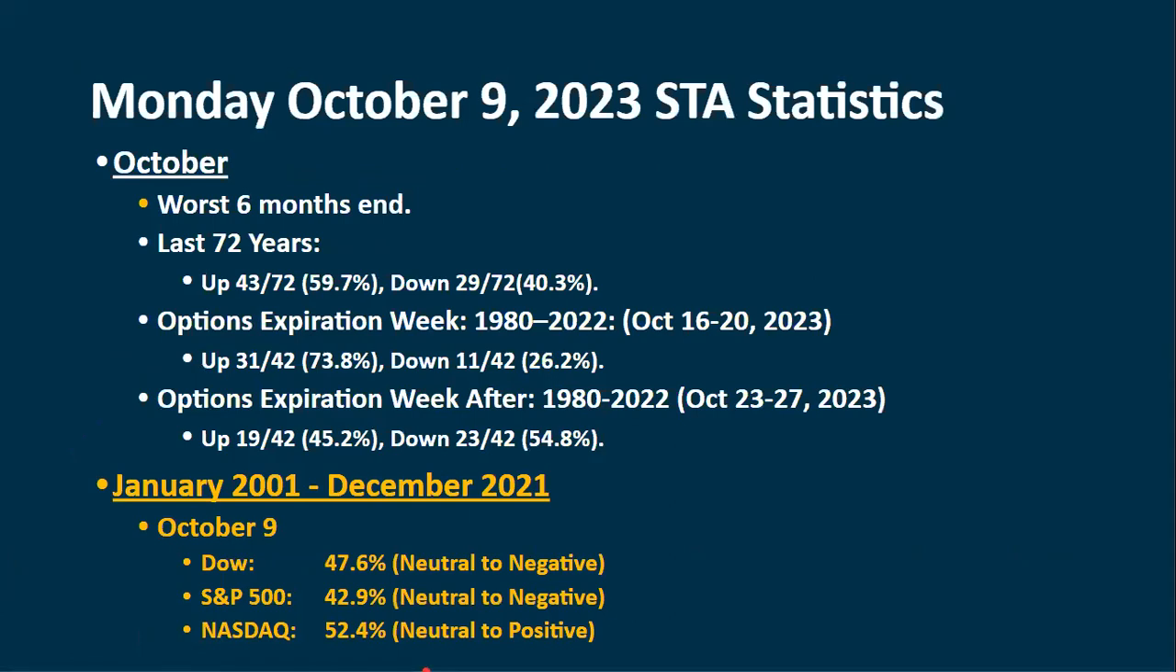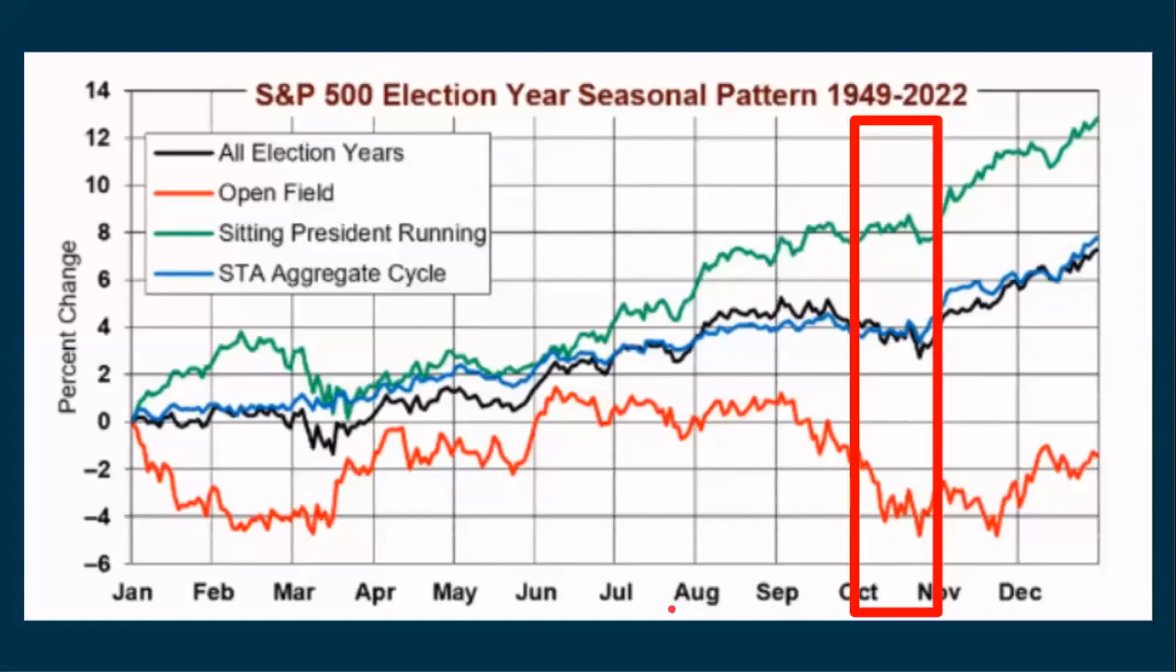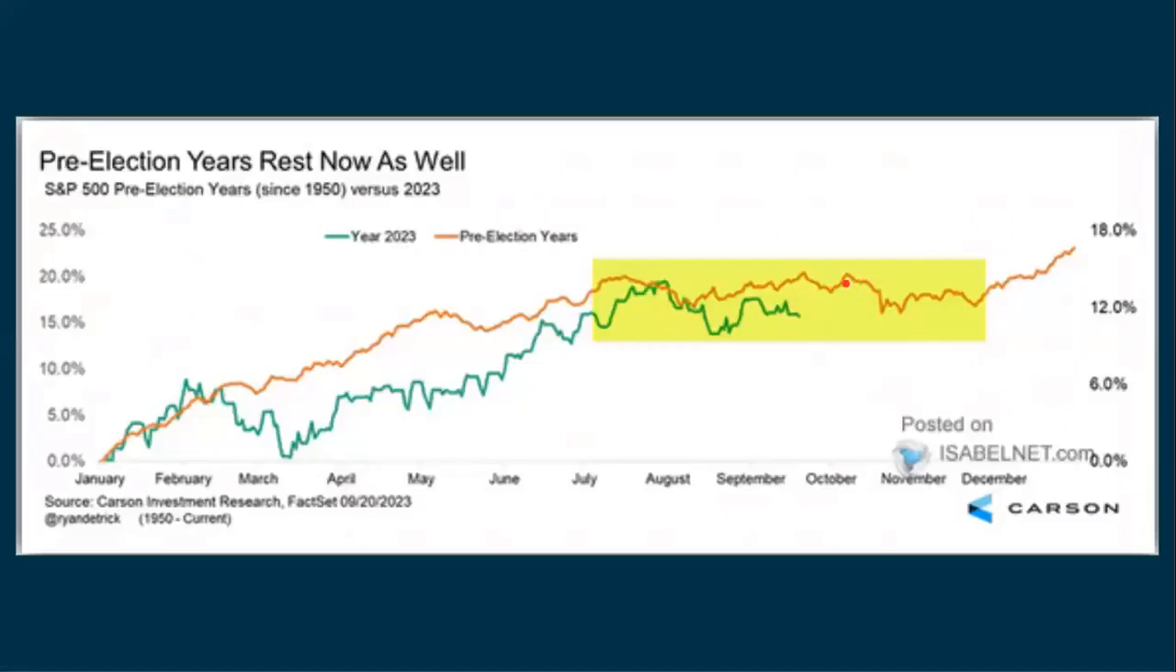The Stock Traders Almanac statistics for Monday, October 9th. We're neutral to negative with the Dow and S&P, where we're neutral to positive with the NASDAQ. This is also a seasonal pattern chart. Now, this is a little bit different. The green line in here, this is when a sitting president is running for re-election, where we're kind of choppy in here now. We're wondering if we're going to see some more of a bounce. But historically, we've also seen weakness going into the end of October, seeing kind of that same thing with the Carson chart, which I showed earlier.